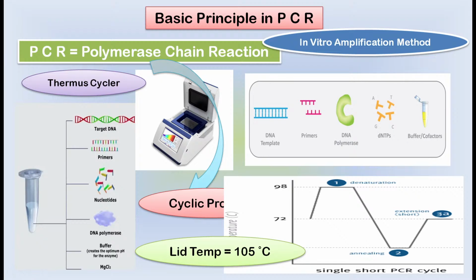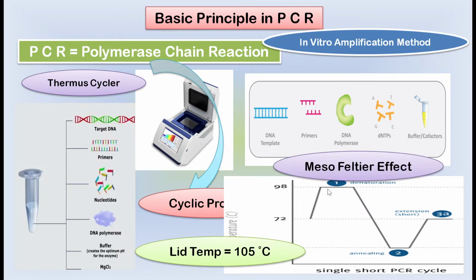So in order to prevent the escaping of temperature, or to maintain constant temperature in the PCR reaction, we put the lid temperature at 105 degrees, which is greater than the normal PCR running temperature. So by default we should always put the lid temperature at 105 degrees centigrade.